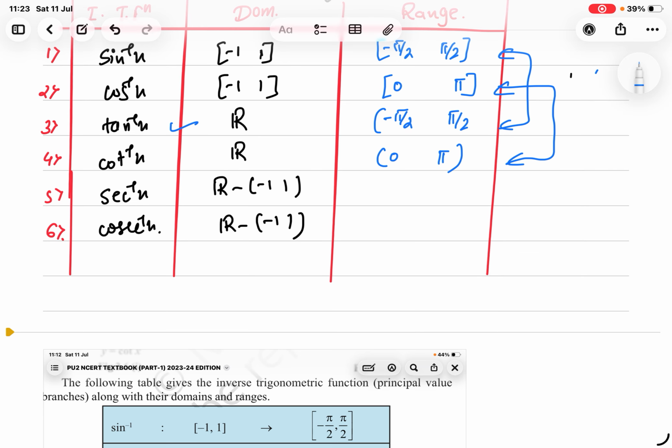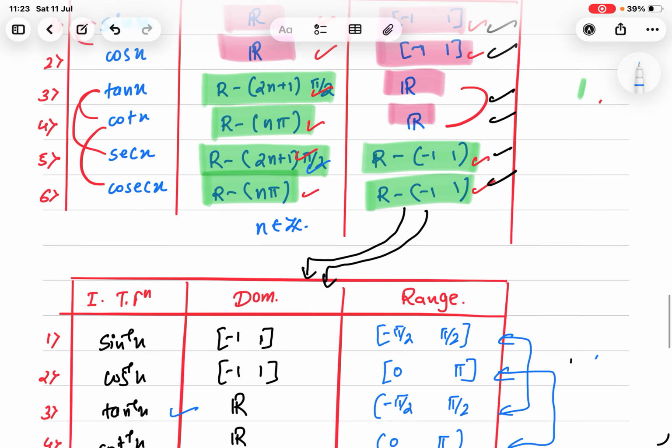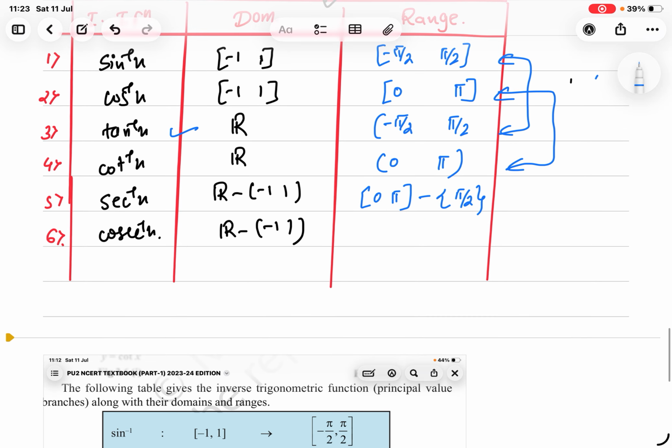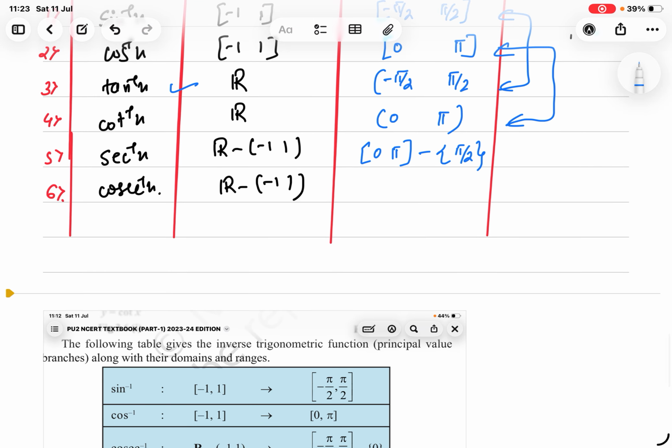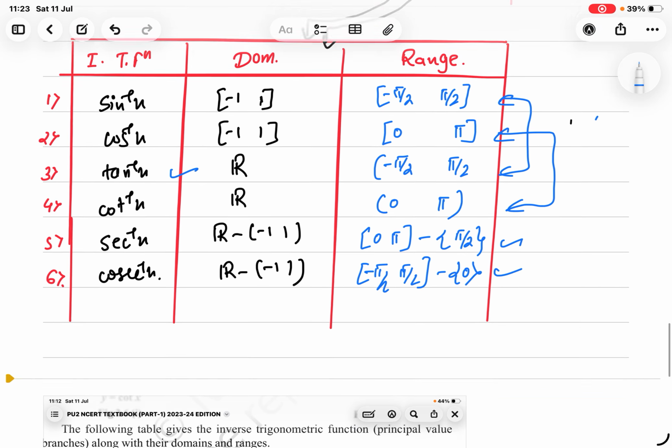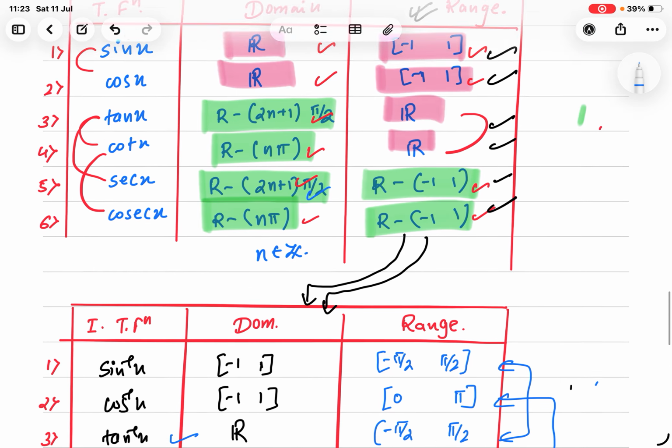And sec inverse is defined everywhere in 0 to pi, but not at pi by 2. It means the values in 0 to pi exist, but you will not get pi by 2, because you are not substituting pi by 2. And the same thing for cosec inverse: minus pi by 2 to pi by 2, but in this interval you will not get 0. These two are different. I hope it is very easy to remember domain and range.